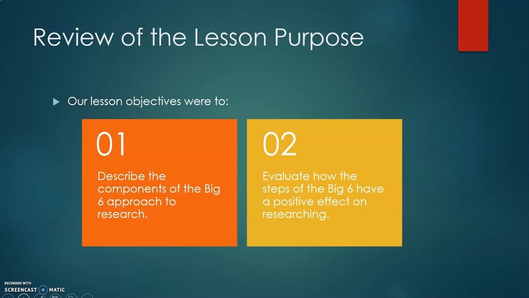So back at the beginning of the lesson, we were talking about our objectives, our student learning objectives, the things that we want you to know by the end of the lesson. Our first objective was for students to be able to describe the components of the Big 6 approach to research and to evaluate how the steps of the Big 6 have a positive effect on researching.